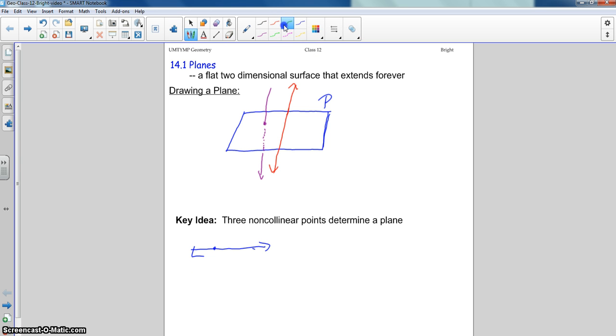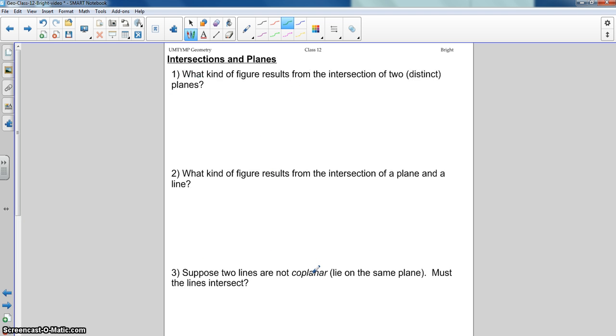Okay, if you remember as well, if these three points are on the same plane, then I can enclose them in that plane like so. Now, if you remember, three points also determined a circle, okay? And one thing that we really want to be careful with when we discuss planes for the first time is talking about intersections of planes with different objects.